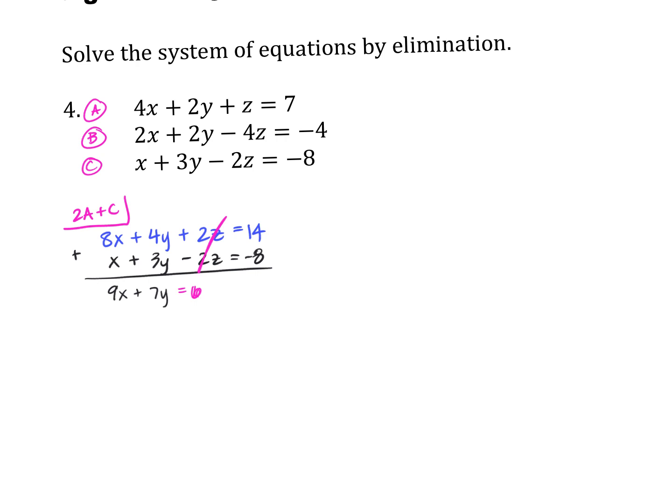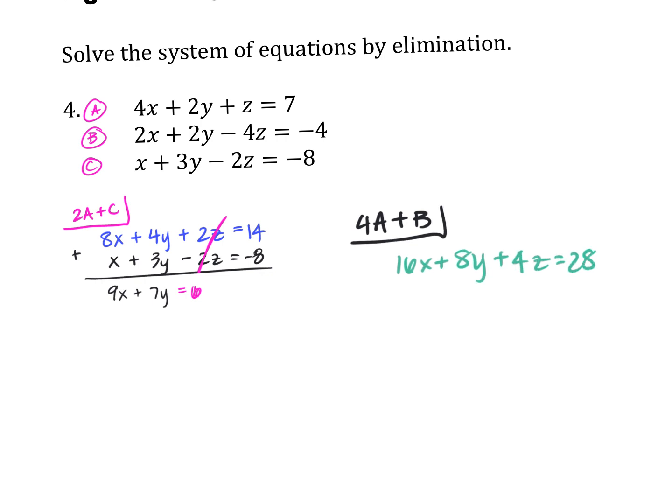Yep. Oh, 4. No, 4A. My bad. 4A. And we're going to add that to which one? B. Porter's going to give me 4A. Here we go. 16x plus 8y plus 4z equals 28.